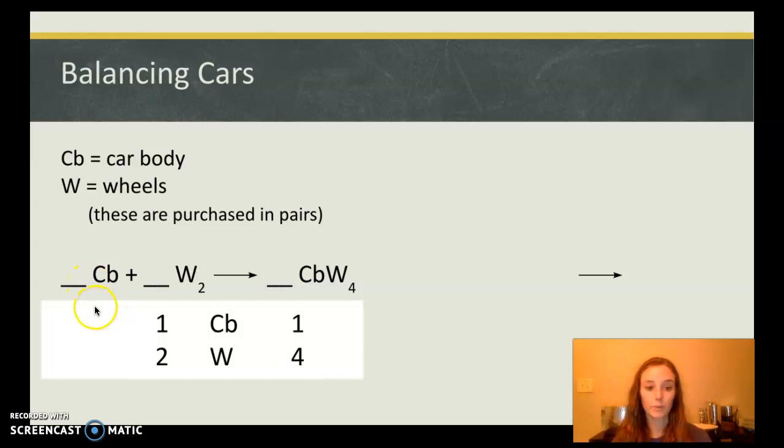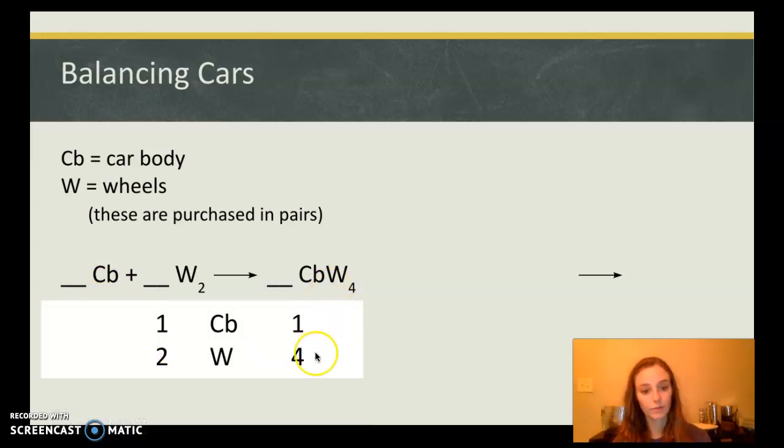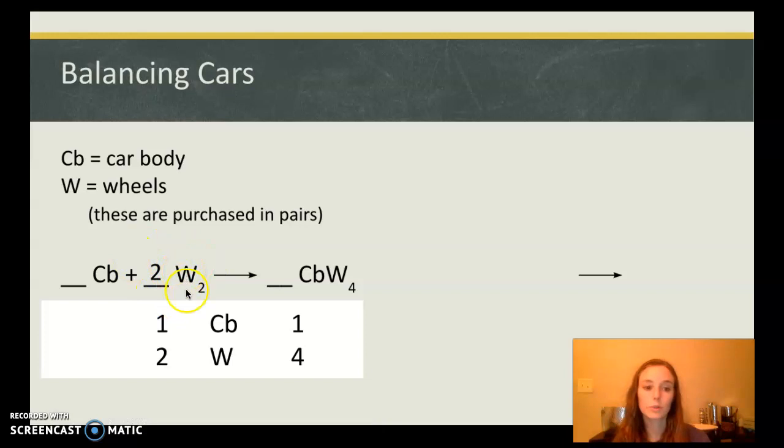So currently I have 1 car body, 2 wheels on the side. Here I have 1 car body, 4 wheels. So what can I do? If I go to the car mechanic or the tire shop and say I need 4 wheels, well, I'm going to order 2 packs of 2 wheels, or 2 sets of 2 wheels. So I'm going to put a 2 in front, saying that's how many groupings I want. So I want 2 groupings of 2 wheels.